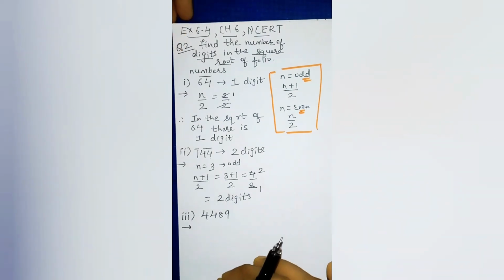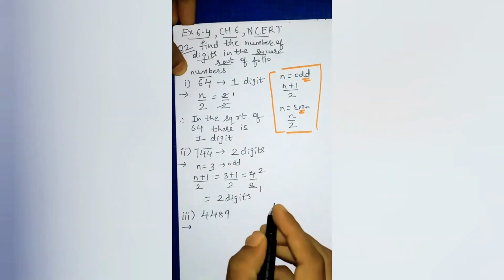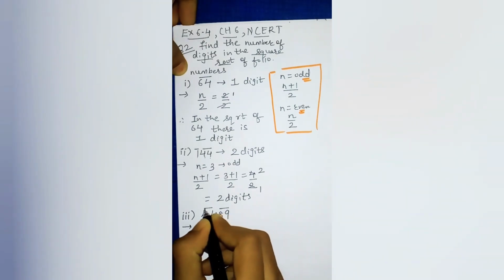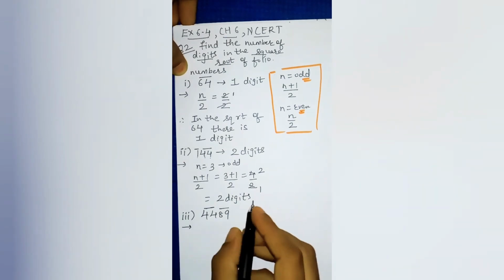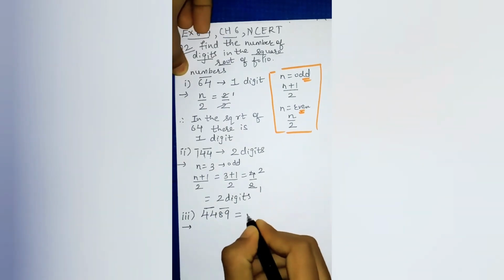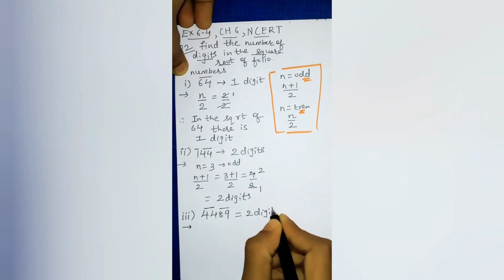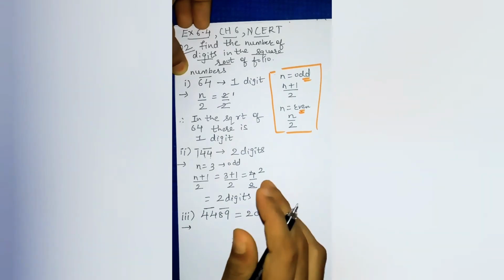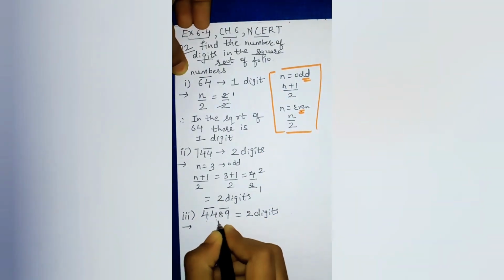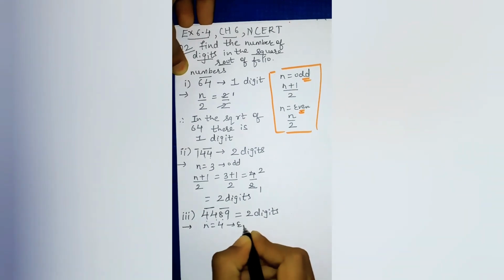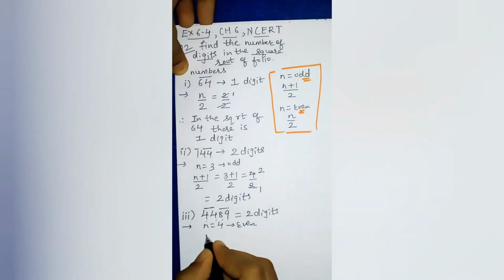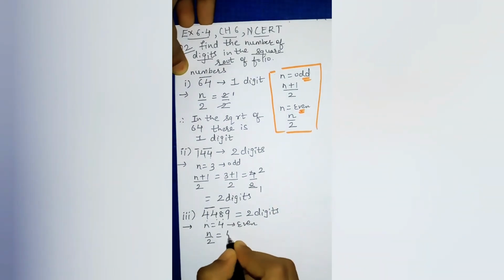4489. This is the third question. First again we will draw the bar. Here 1 bar and here a second bar. How many bars are we able to draw? 2 bars. So there will again be 2 digits in the square root of 4489. Again with the help of this formula we will do it. There are 1, 2, 3 and 4 digits, so n is 4, and 4 is an even number. The formula for even numbers is n upon 2. Simple, divide it.